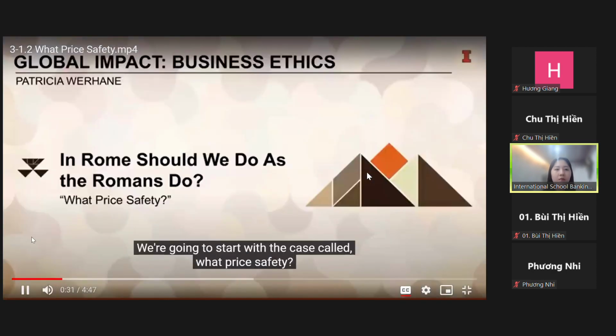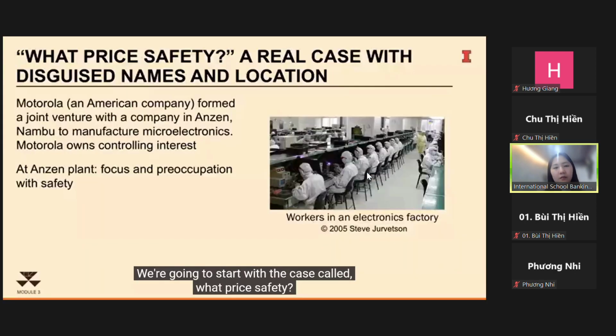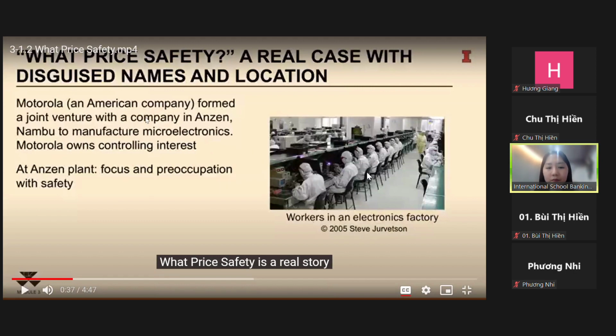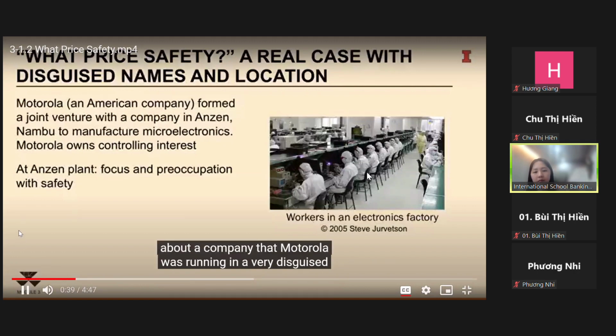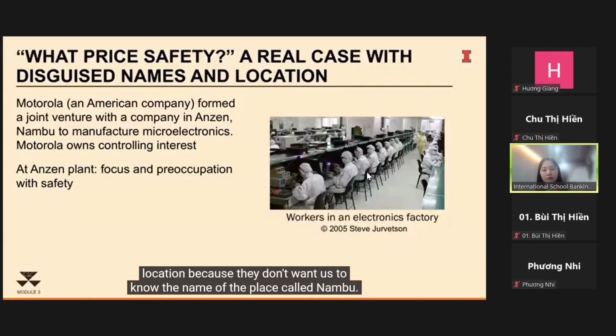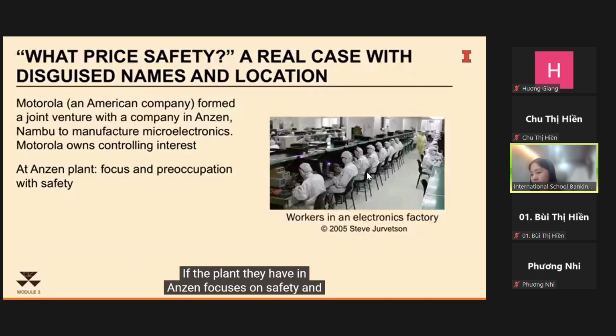We're going to start with a case called What Price Safety. What Price Safety is a story, a real story, about a company that Motorola was running in a very disguised location because they don't want us to know the name of the place, called Nambu. Nambu manufactures microelectronics, and Motorola owns the controlling interest. The plant they have in Anzen focuses on safety, and that's very important at Motorola.